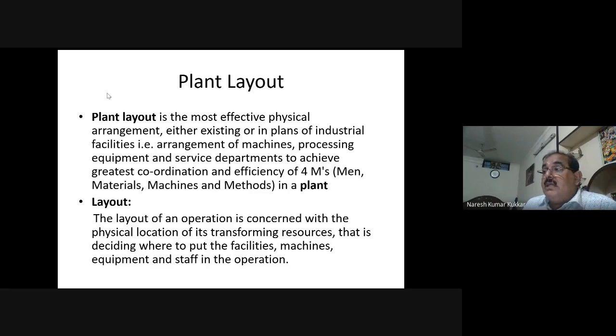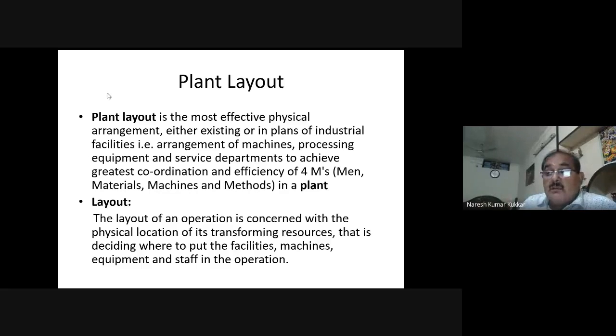Plant layout means, maybe if you need a workshop, where it should be situated in the plant. If you want a spare part shop, then where it will be situated, and whether machines are in sequence or not in a product life cycle system. If there are any discrepancies or any lacking, or there is a bottleneck machine, then obviously your total production will be slowed down. So plant layout is a very, very important point.